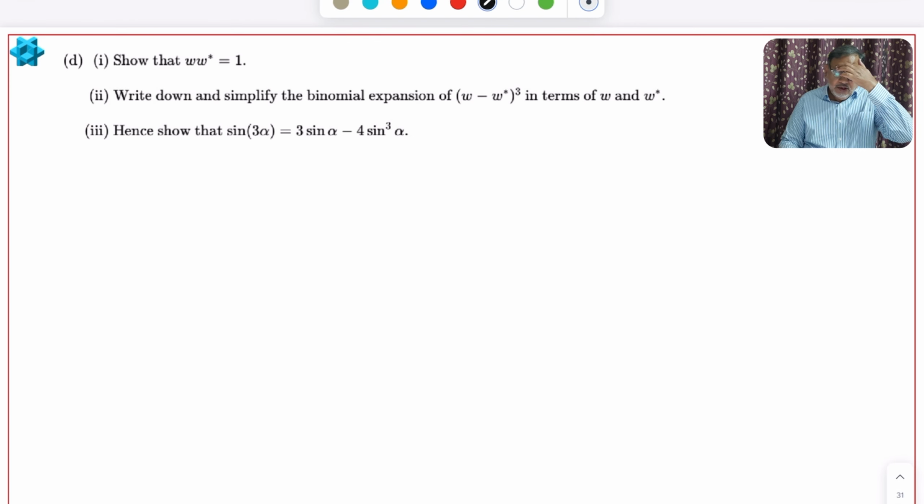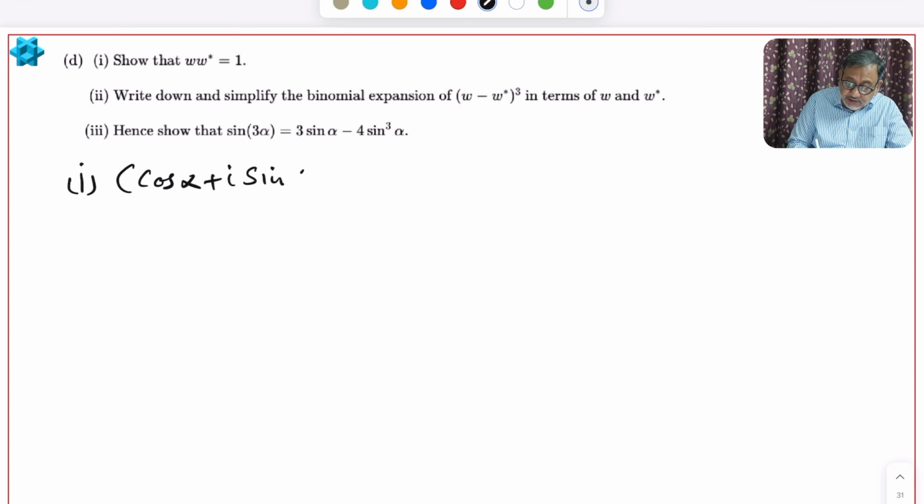Okay. Now next part, D part says show that w into w conjugate is equal to 1. So this part is simple. We already have w as cos alpha plus i sin alpha from the previous part, and w conjugate is cos alpha minus i sin alpha.